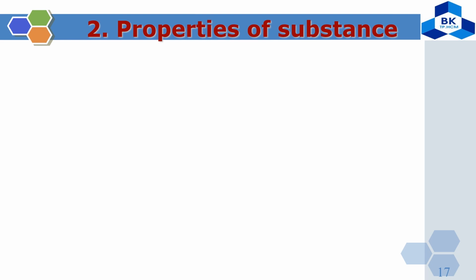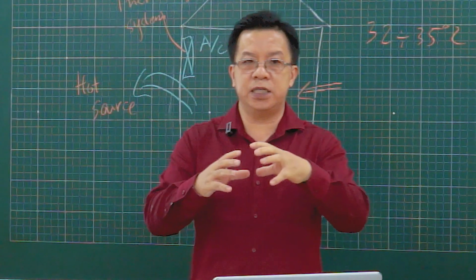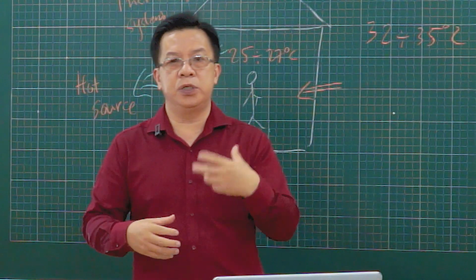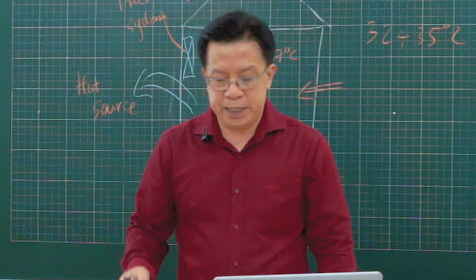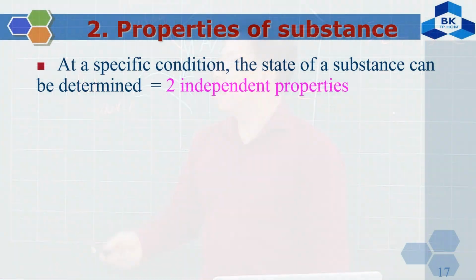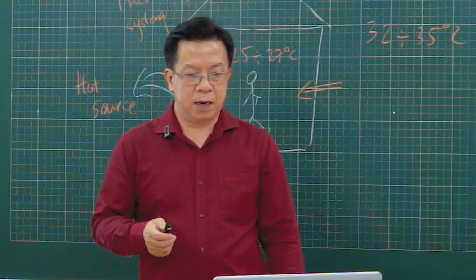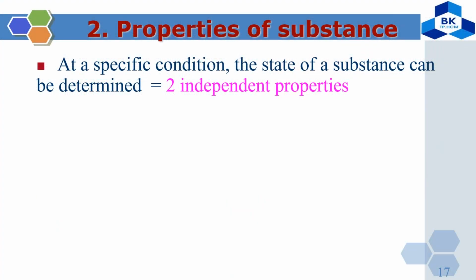You know that in the thermodynamic system, we have the substance. The substance is the materials inside the system that receive heat to provide work, or receive work to generate heat. Okay? And now we have to look at the properties of the substance. At any specific condition, the state of the substance can be determined by two independent properties. Later on we will learn about the state, but in this one we will learn about the properties.